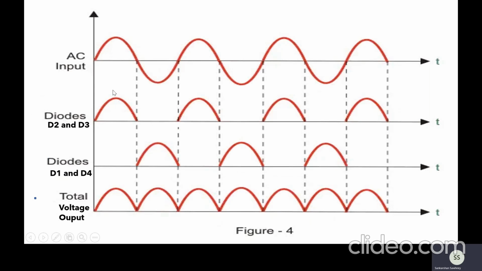So, we apply an AC input as shown in the first one. When the current flows through diodes D2 and D3, we will get the signal as follows with the time period of T. And when the current flows through diodes D1 and D4, we will get another half cycle. The combination of both of these cycles will give us the total output voltage with a time period of T by 2, as shown in the figure.